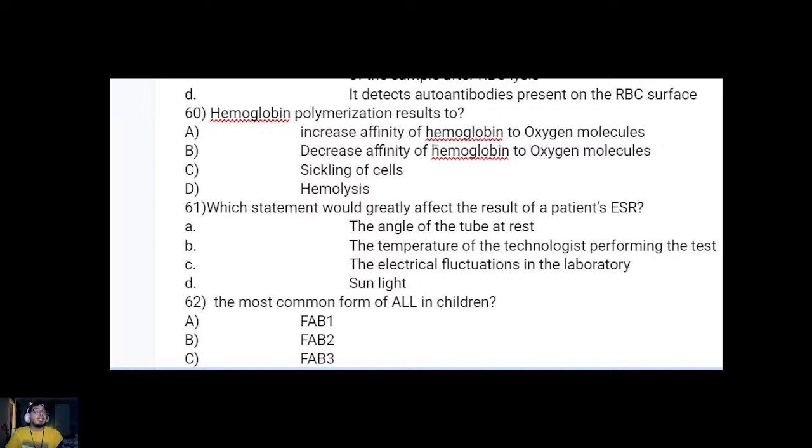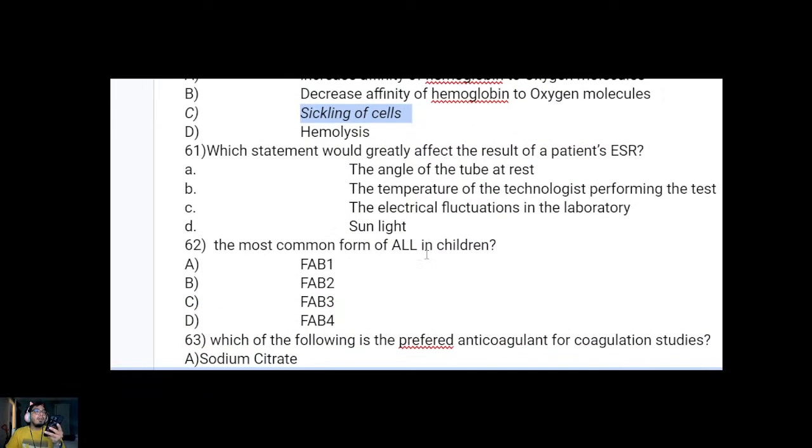Hemoglobin polymerization results in: increased affinity to oxygen molecules, decreased affinity to oxygen molecules, sickling of cells, or hemolysis. That is sickling of cells. Drepanocytosis. Okay? So a lot of people were not able to answer that one, huh? So sickling of cells, polymerization. Okay? That's what happens when you have a substitution of amino acids in your hemoglobin molecule.